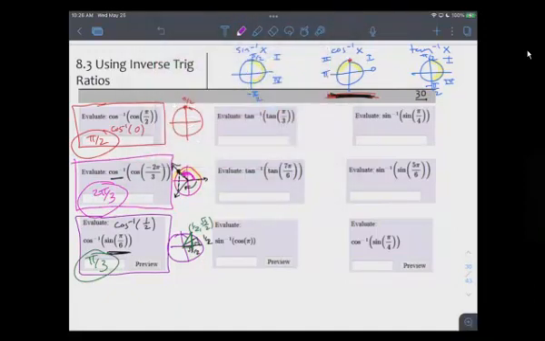All right, so what I want you to do is try this middle row. Okay, so try the 3 questions in this middle row.